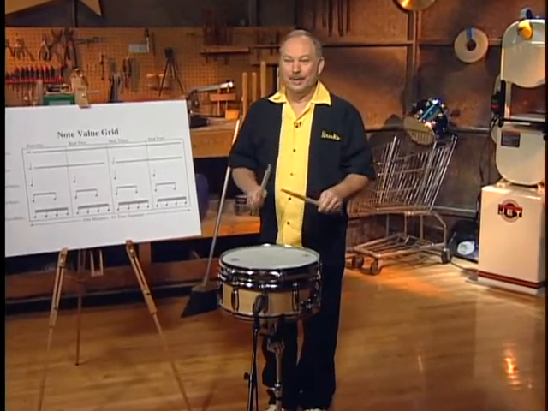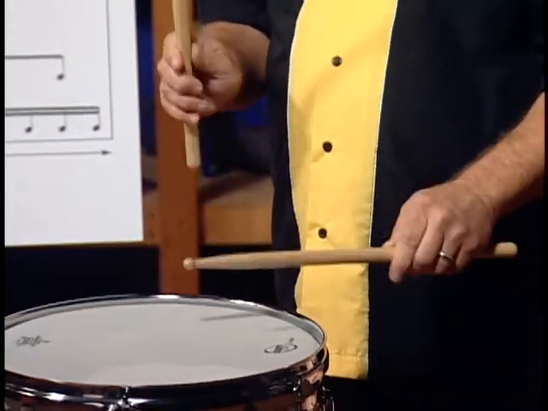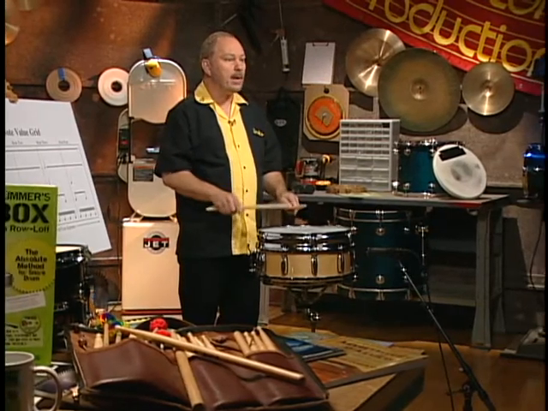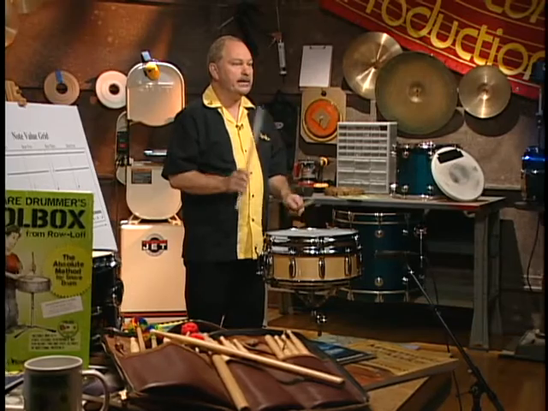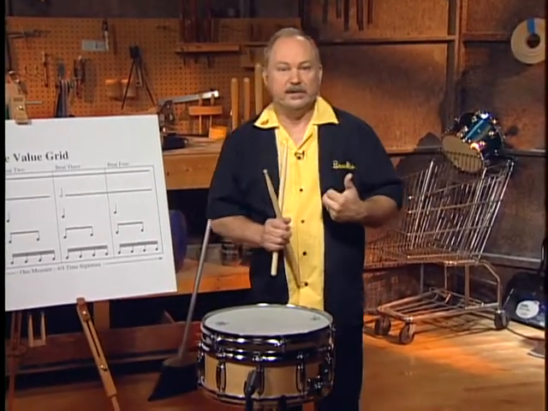1 E and 2 and a, 1 and 2 E and a, 1 and a 2 E and. So there are some groups of 4 16ths and 2 16ths.